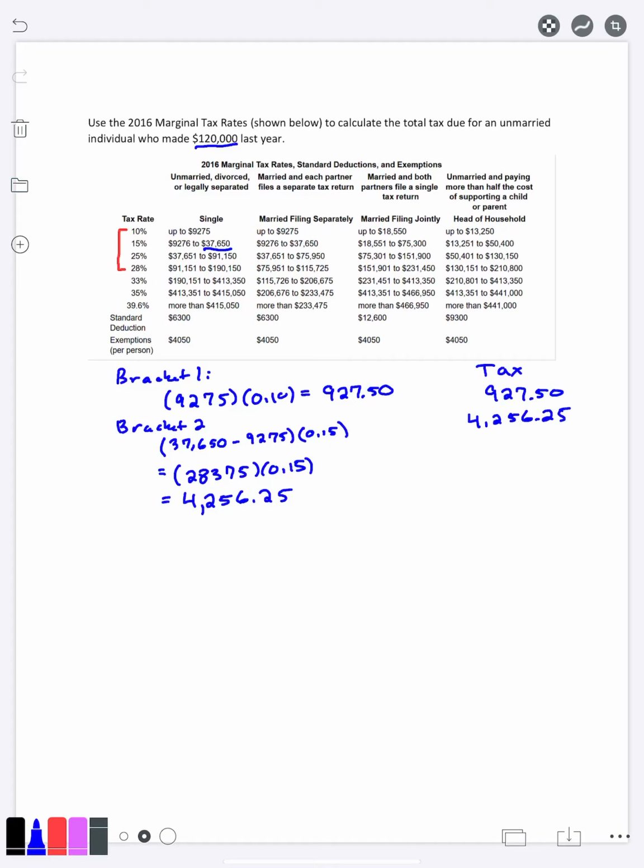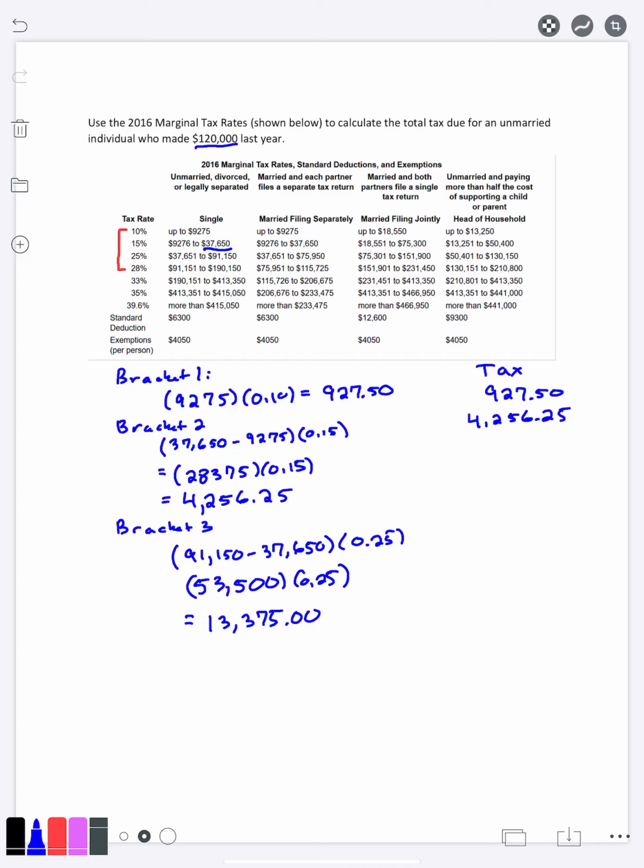And we continue on to the next bracket, which is bracket 3. Now bracket 3 goes all the way up to $91,150, but we've already paid taxes on the first $37,650 here. And we're going to multiply that times the new rate of 0.25. And put this in our calculator here. 91,150 minus 37,650 times 0.25. So they earned $53,500, and multiply that times 0.25. We get $13,375 even. So that's how much they're getting taxed on this bracket.